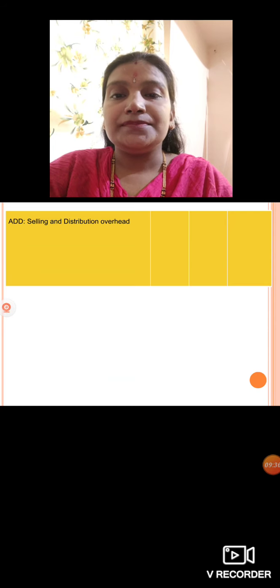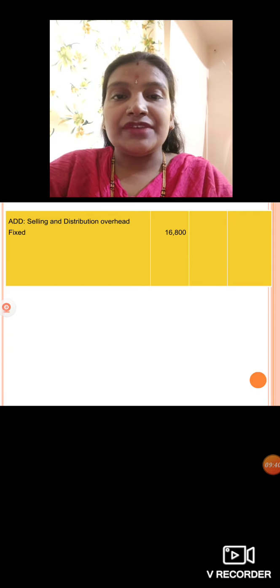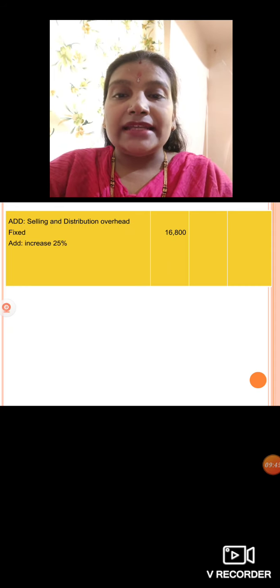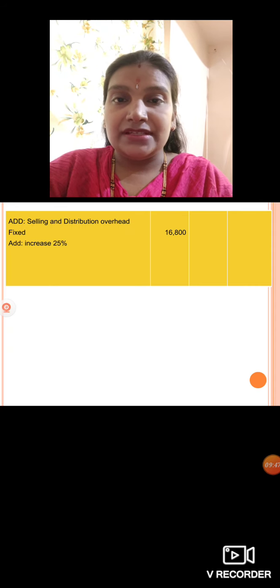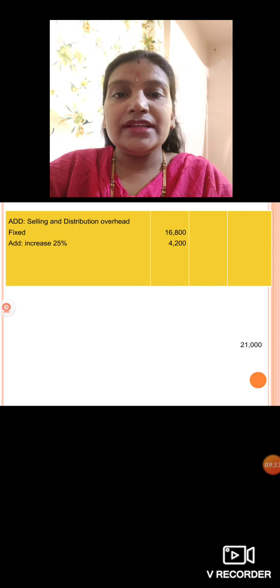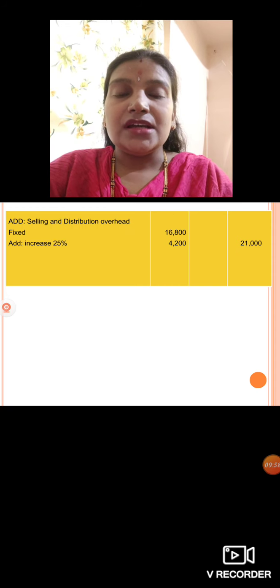Okay, which is the next overhead we have? Selling overhead. So selling and distribution overhead. In that fixed, how much fixed overhead do we have? 16,800. Then add an increase of 25% they have said. So 25% of 16,800, 4,200 you will get. Okay, so total fixed selling overhead we have is 21,000, divided by 3,000 tons.